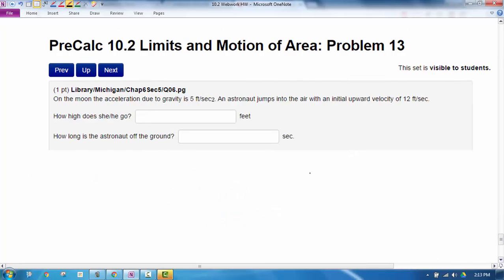Okay, the next question says, on the moon, the acceleration due to gravity is 5 feet per second squared. An astronaut jumps into the air with an upwards velocity of 12 feet per second. How high does he or she go?